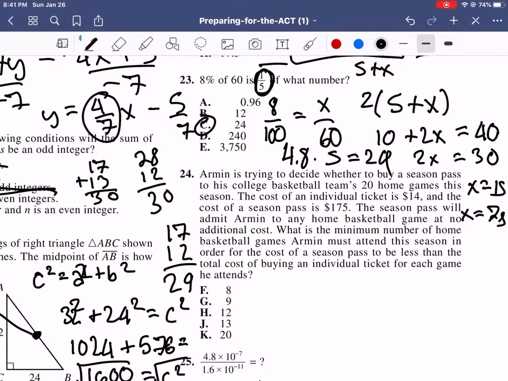Arminus is trying to decide whether to buy a season pass to get to his college basketball team's 20 home games this season. The cost of an individual ticket is $14, and the cost of a season pass is $175. I think this one will be a linear equation as well. The season pass will admit Armin to any home basketball game at no additional cost. What is the minimum number of home basketball games Armin must attend this season in order for the cost of a season pass to be less than the total cost of buying an individual ticket for each game he attends?